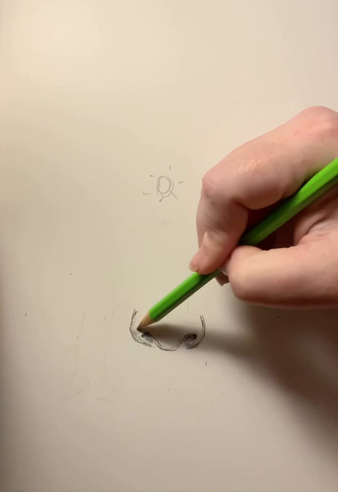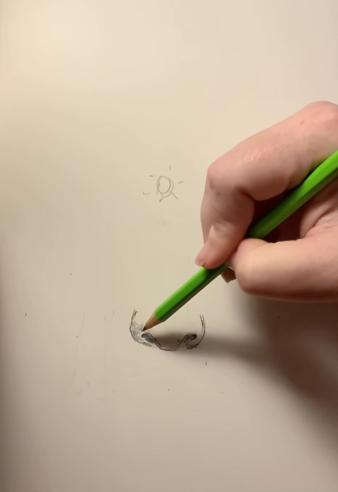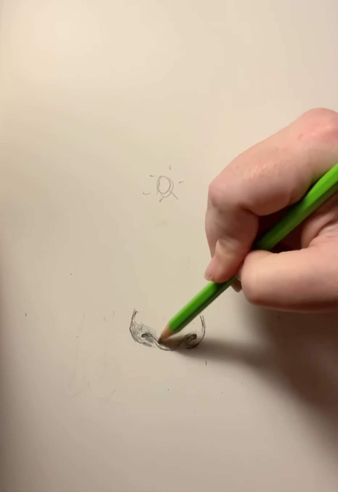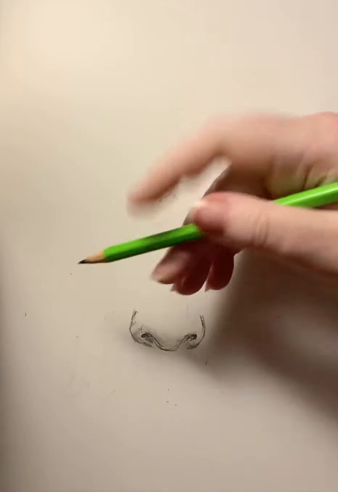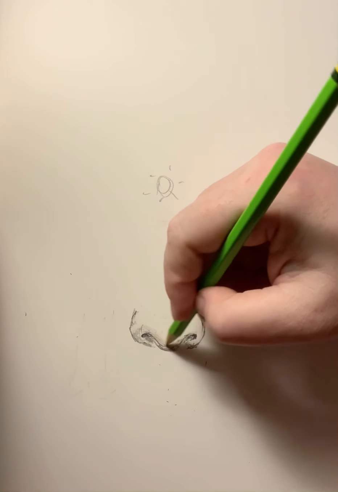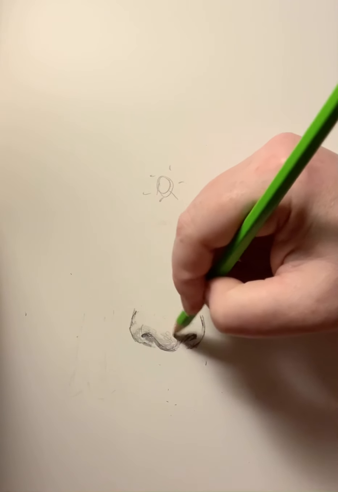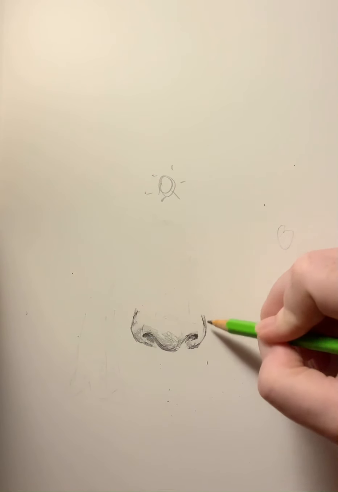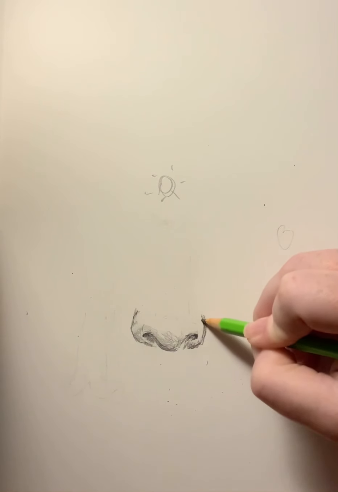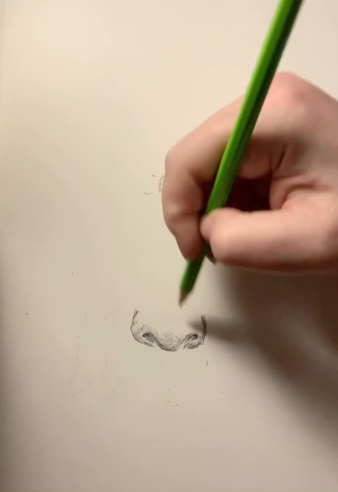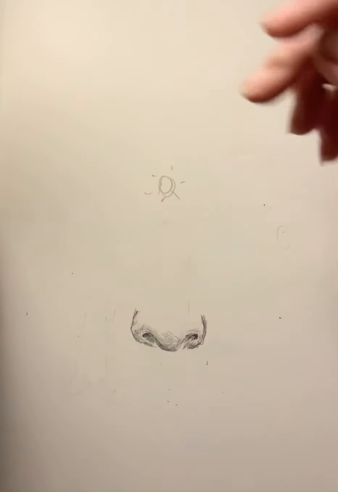So you're going to go along that bottom edge of the nostril, put some shading in. I'm going to fix that a little bit. And here on the center of the nose, I'm going to put some shading there too. And then we're going to move over to the next side.